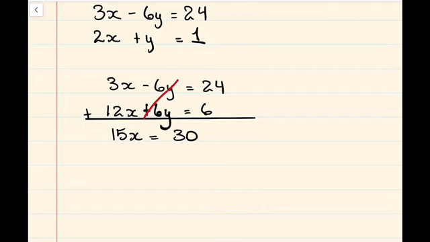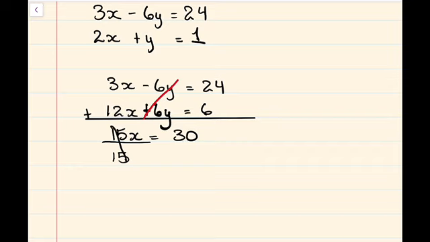So now we just solve this equation like a regular equation to solve for x. We have 15x is equal to 30. And to get x by itself, we want to remove the 15. The 15 here is being multiplied by the x, so we're going to do the opposite of multiplication, which is division. So 15 divided by 15 is just 1x.